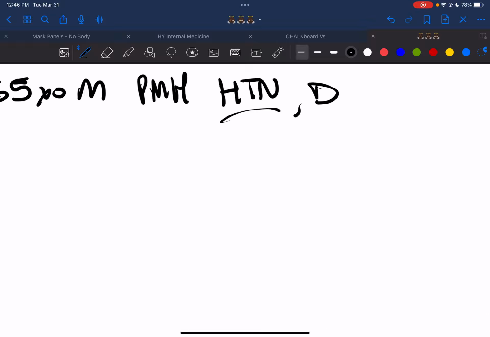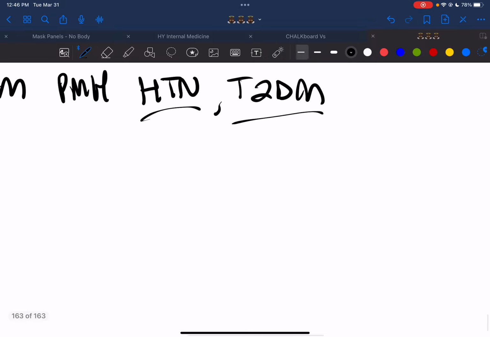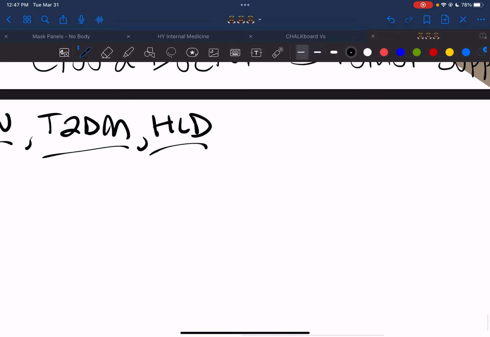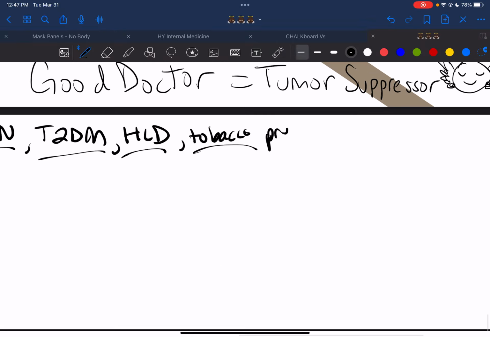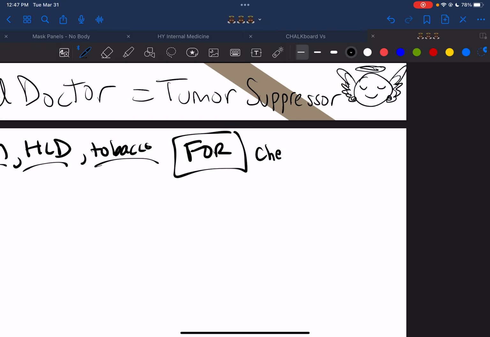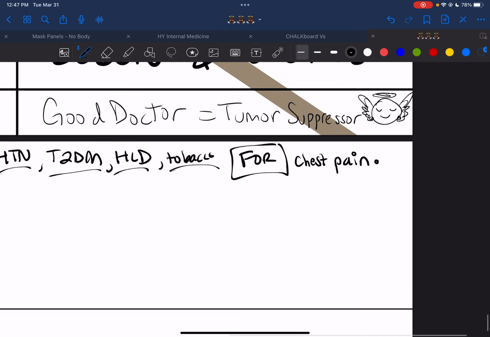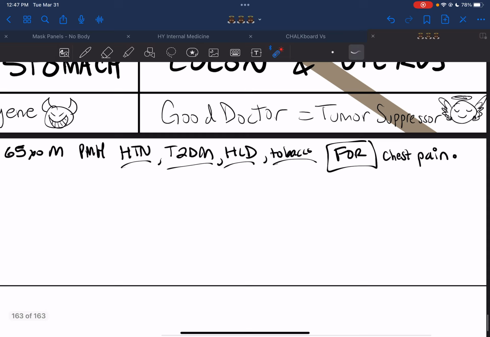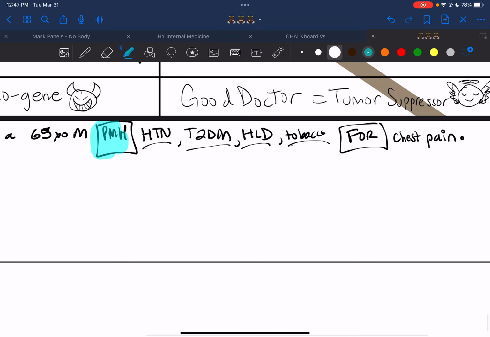Hypertension, diabetes, right? Type 2 diabetes, because he's old. Hyperlipidemia, and tobacco use. Presenting with, or presenting for, chest pain, right? Because he's vascular, bad blood vessels, and smoking and stuff. So anyways, that was just an example. The whole point is that the one-liner is two things. It's the past and the present.